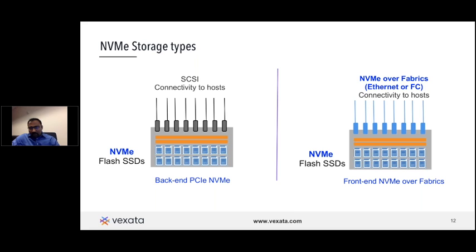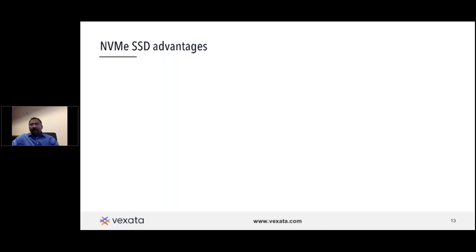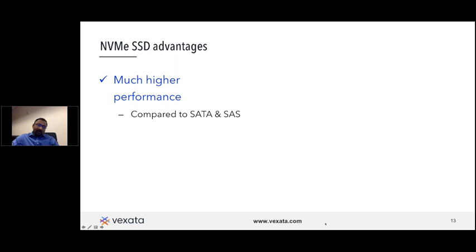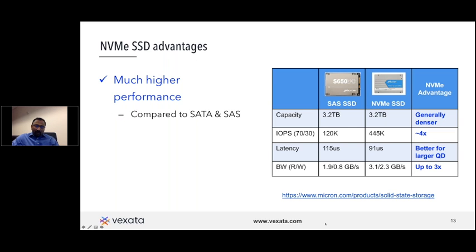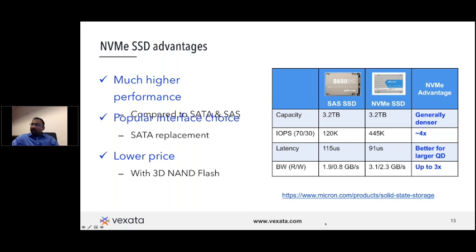So if you go to the next slide, Yalan, it talks about why NVMe SSDs are important. First off, these SSDs have much higher performance compared to SATA and SAS. If you look at, let's say, Micron SSDs that I have for the same capacity drives, 3.2 terabyte drives, you can see that the IOPS and the bandwidth that you get out of an NVMe SSD is going to be 3 to 4 times higher than, let's say, a SAS SSD.